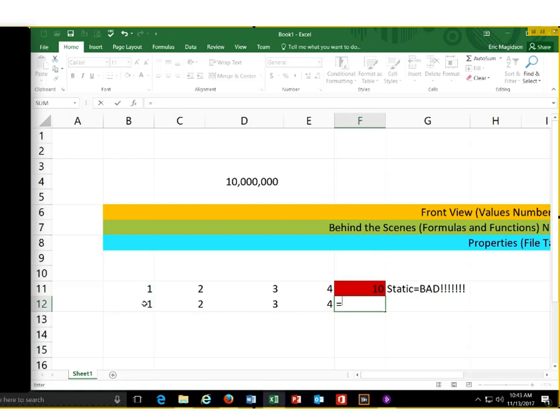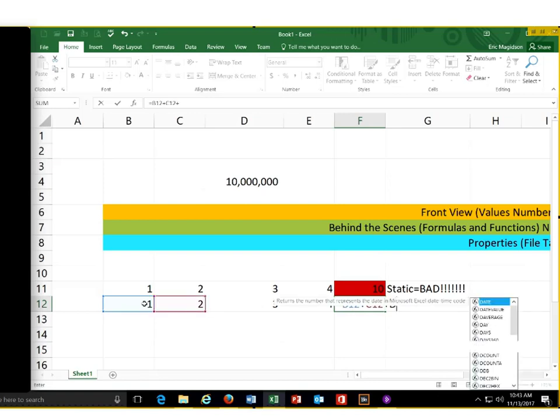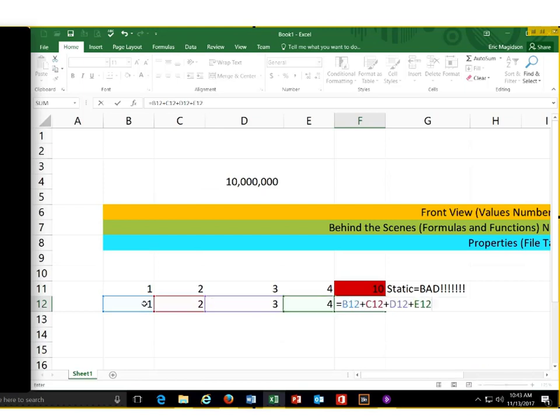So you said instead of referencing, now we're going to work down here. Okay. So instead of referencing the number 1, which is the static value, I'm going to reference what? So B12, sorry, not A12, B12. B12 plus C12 plus D12 plus E12. Now, you really should never get a formula wrong when you're given a graphical representation of what you're saying you want to add up.